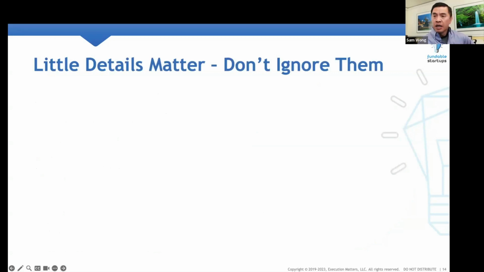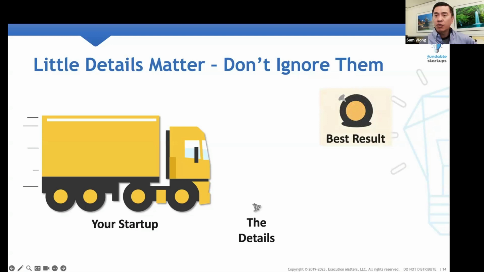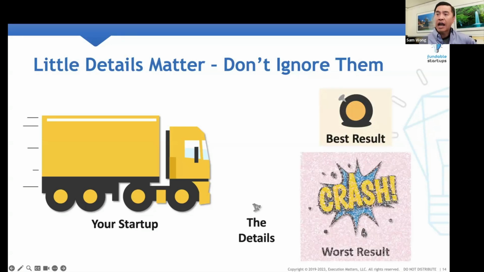All right. A lot of people don't like details. And as a perfectionist and as an engineer, details matter. If your startup is this truck and you're driving down the road, there may be a small pile of nails. Compared to the size of the truck and the weight of the truck, the nails are inconsequential. But if you hit the nails the wrong way, the best that you can hope for is maybe a flat tire. The worst result is a crash. And if that crash is bad enough, that truck may no longer be drivable.